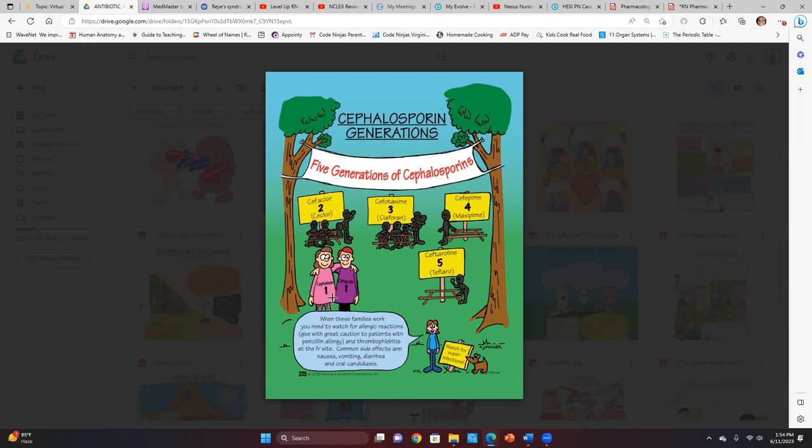Side effects for cephalosporins, okay? The acronym for the side effects for cephalosporins is HARI. H stands for hyperglycemic. A stands for anaphylactic. Oh, sorry, that's not typed the best, but I think you get what it is.